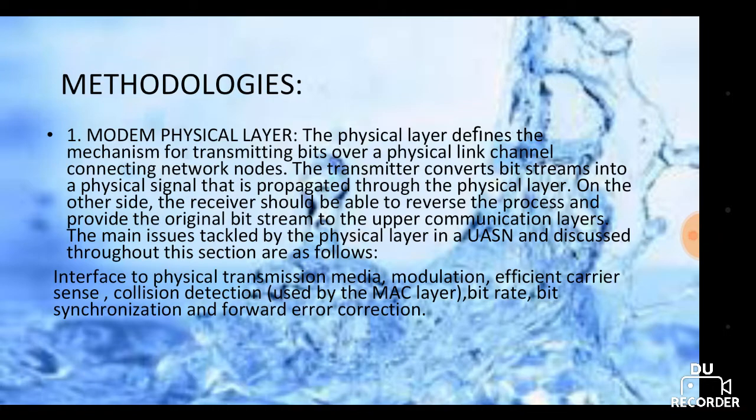Methodologies. Modem physical layer. The physical layer defines the mechanism for transmitting bits over a physical link channel connecting network nodes. The transmitter converts bit streams into a physical signal that is propagated through the physical layer. The main issues tackled by the physical layer in an UASN and discussed throughout this section are as follows: interface to physical transmission media, modulation, efficient carrier sense, collision detection, bit rate, and many others.